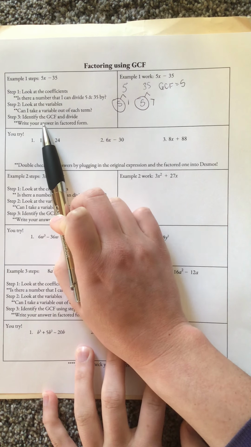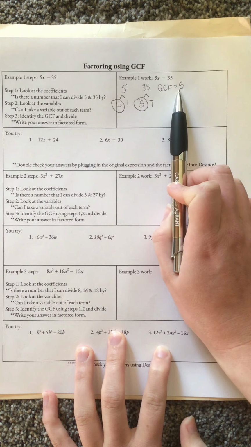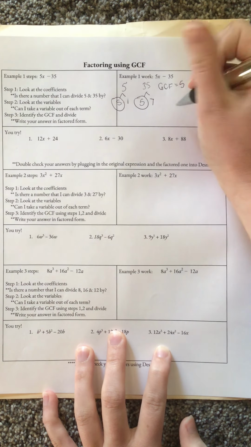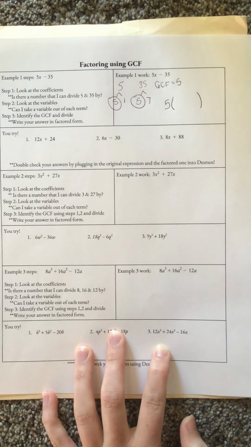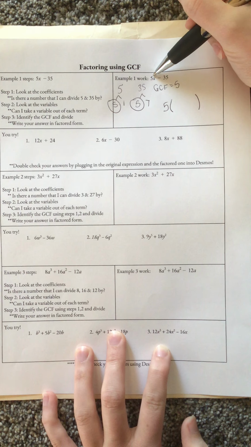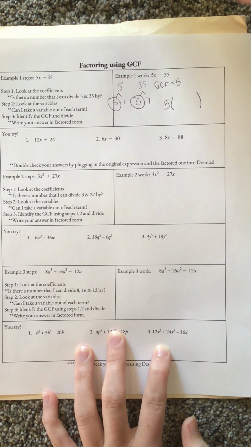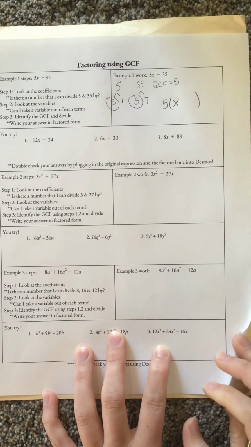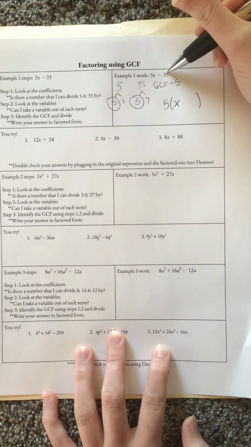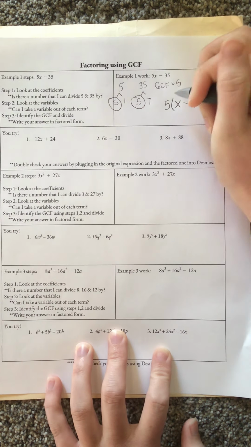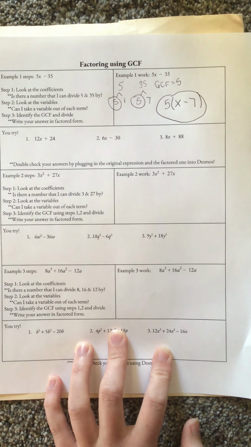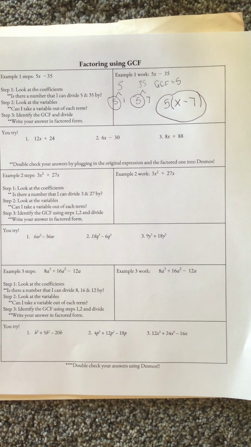Step 3, identify the GCF and divide. We identified that it was 5. So we're pulling out a 5. And then what do we have left? If we pull out a 5 from here, we divided 5x by 5, we have x left. Then if we divide by 5 here, we have a negative 7. So your answer is 5 parentheses x minus 7.